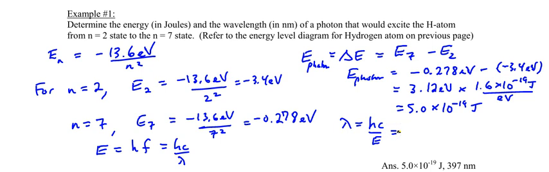Now, there's a lot of ways you can do this, using the energy in joules if you'd like, or you can use the electron volts. We've got a difference of 3.12. Let's use that, 3.12 electron volts.